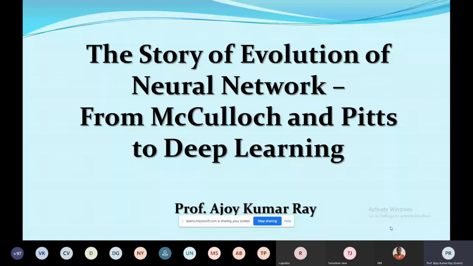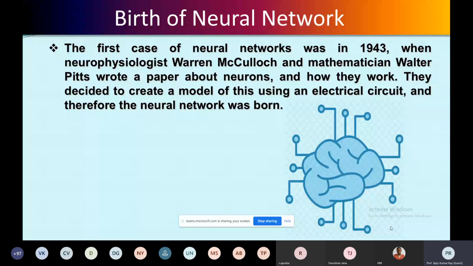Say 1942 means the Second World War was going on. And during that time, in the Second World War, for the first time, there was a birth of neural networks. We all call this area neural networks. And that was in 42, 43. And who had done it, as I was mentioning in the morning, was the neurophysiologist Warren McCulloch and the mathematician Walter Pitts.